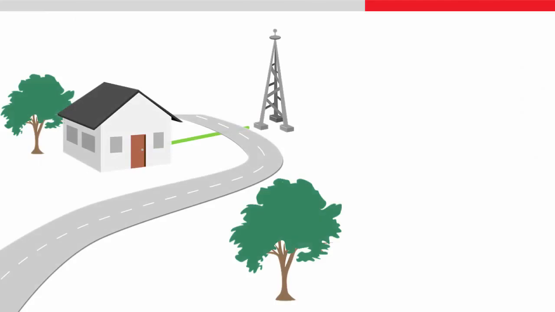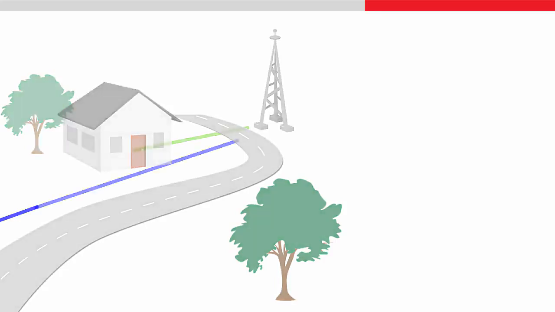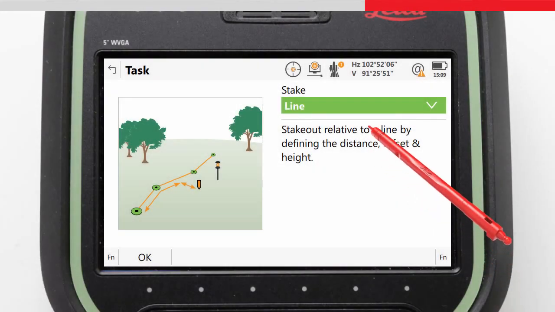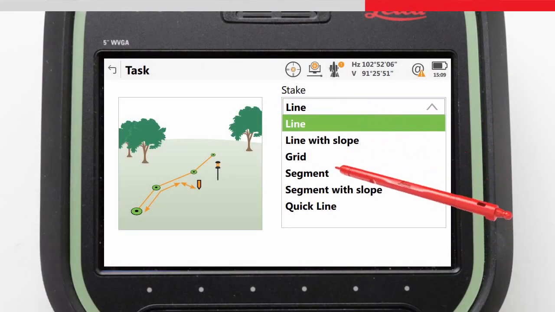Stake a segment. The final task we will perform in this video is to stake out part of the pipeline. For this task, we don't want to stake out the whole pipeline, but we are interested in one segment of it to check that an extension of this in the future will avoid the building. Starting in the task screen, we choose Segment and then press OK.